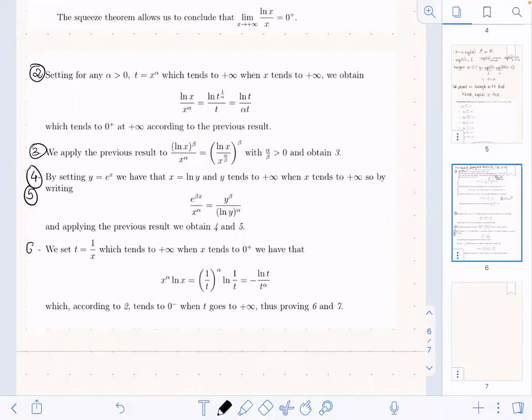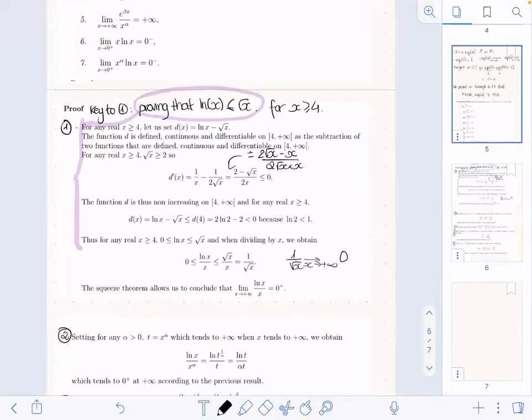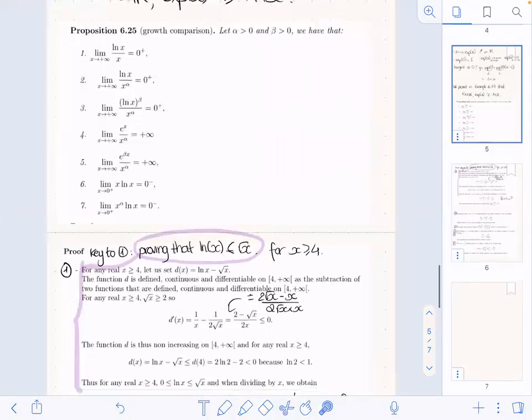The final bullet point is for point 6. You can see that for all of the properties, the proof is based on this first result, which is based on curve sketching, or computing the variations of logarithm of x minus square root of x. These properties, from what I've gathered, are new for you. And they're really useful properties that you need to know.